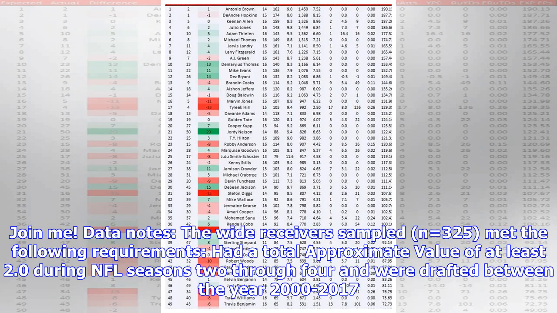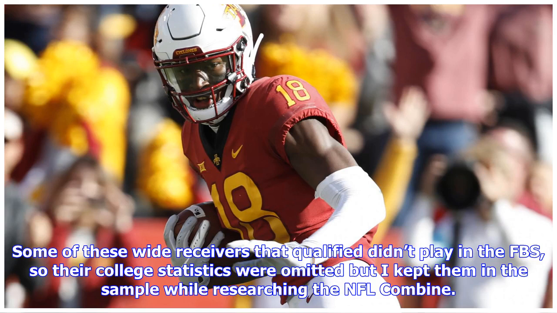Join me. Data notes: the wide receivers sampled, n equals 325, met the following requirements: had a total approximate value of at least 2.0 during NFL seasons 2 through 4 and were drafted between the year 2000 to 2017. Some of these wide receivers that qualified didn't play in the FBS, so their college statistics were omitted, but I kept them in the sample while researching the NFL Combine.